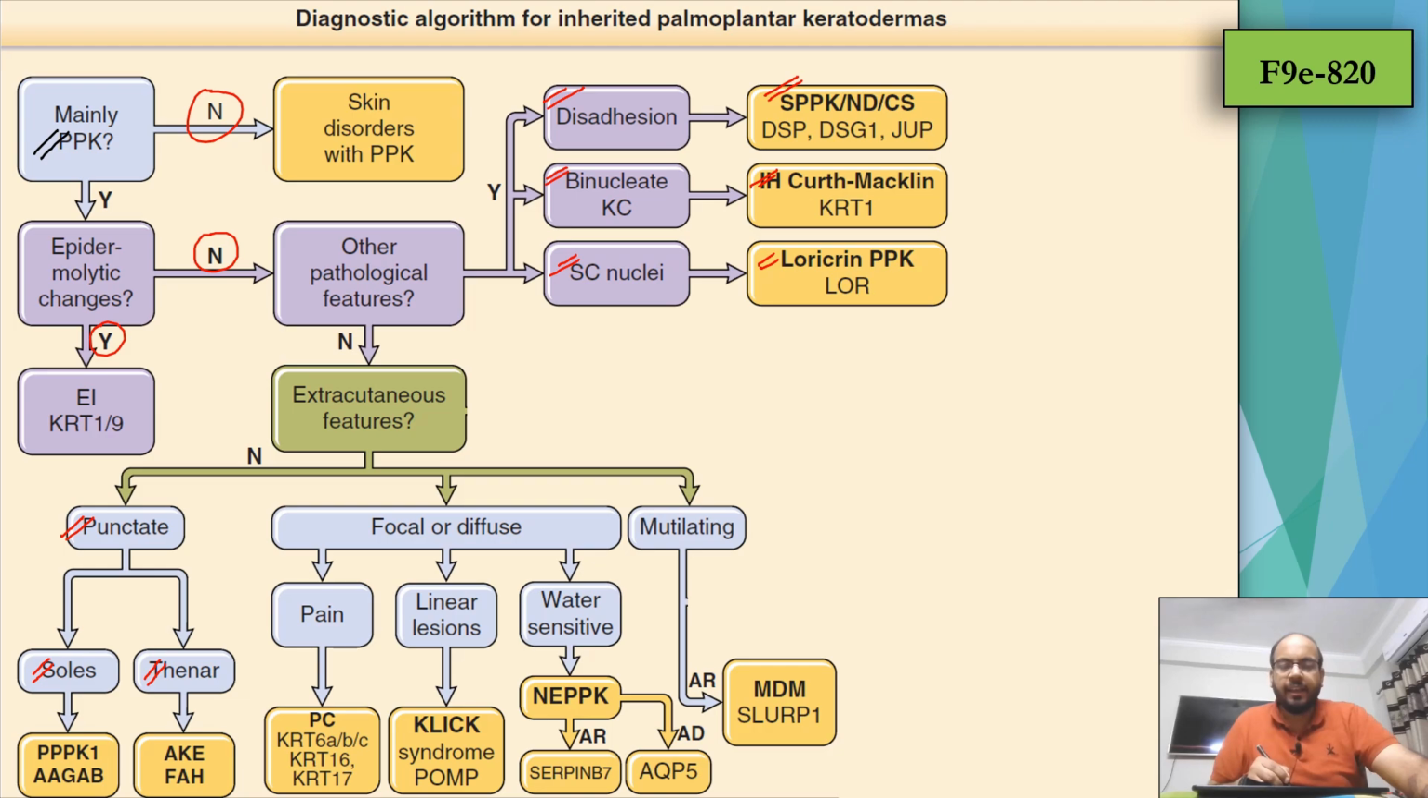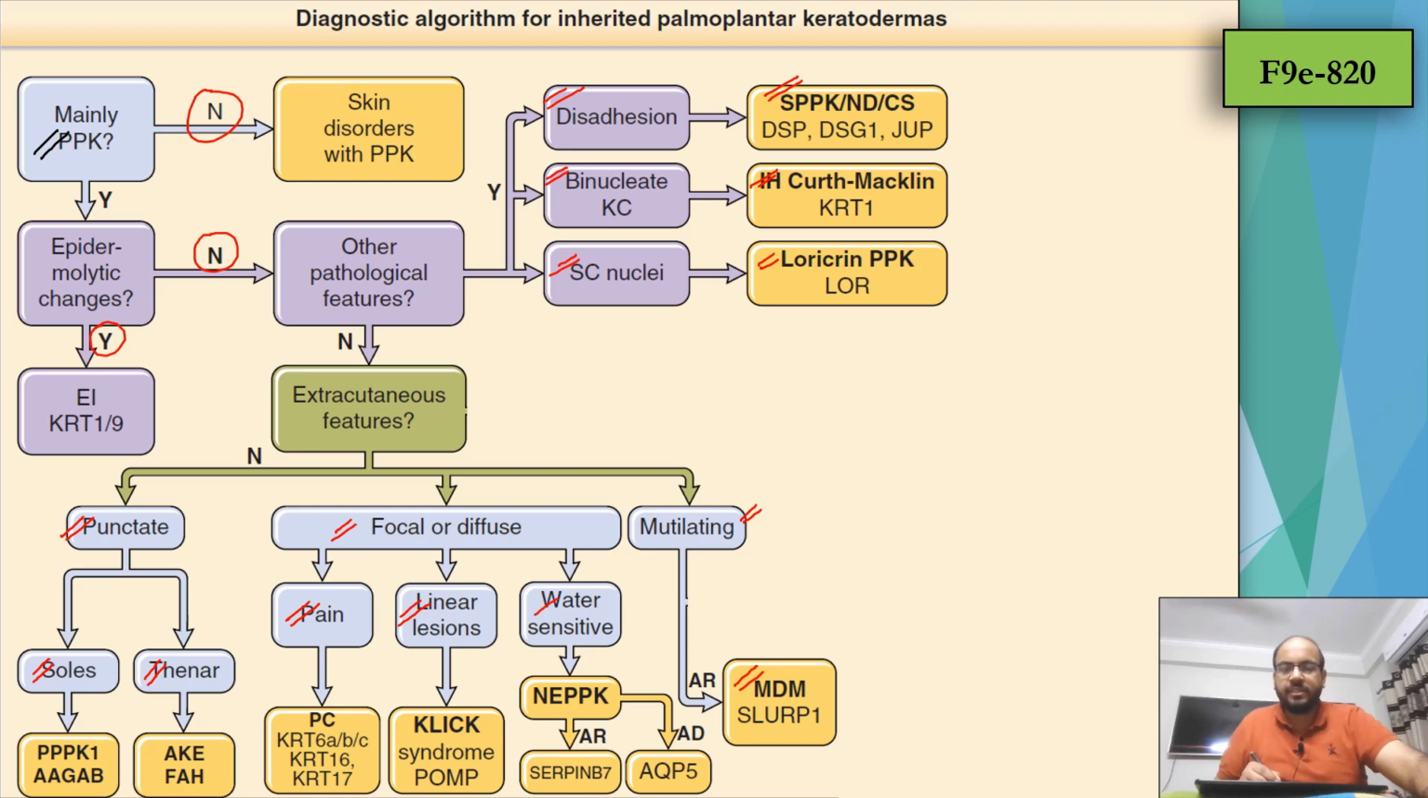Okay. If the features are mutilating, you have Mal de Meleda syndrome. If it is focal or diffuse and pain is present, you have Pachyonychia Congenita. If the lesions are linear, you have Clouston syndrome. Or you can also have Striate PPK.